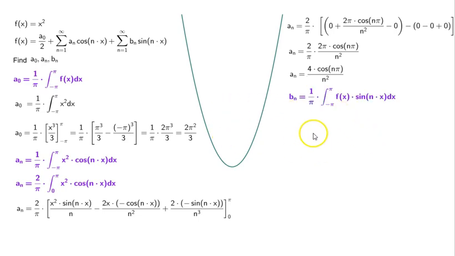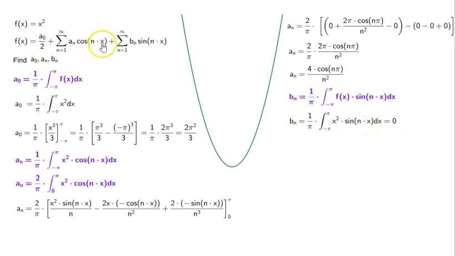Now again from the previous session, we know bn is equal to 1 by pi times integral from minus pi to pi of f of x times sine nx dx. Now let's apply that. We get bn is equal to 1 by pi times integral from minus pi to pi of x square times sine nx dx. And that works out to 0. So we have found a naught, we have found an, and bn we can ignore because it is 0.